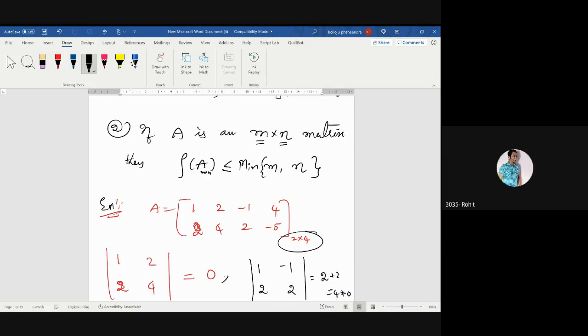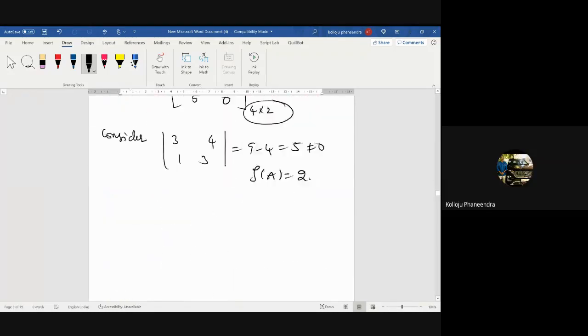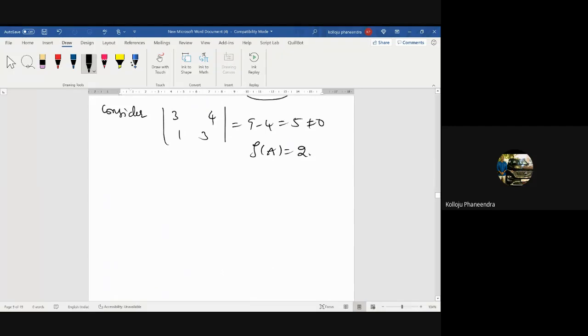Sir, what is the rank of zero matrix? What is meant by zero matrix? Every element is 0. I'm considering the zero matrix 0, 0, 0, 0. Now, what is the rank? 0. That means it is a singular matrix.